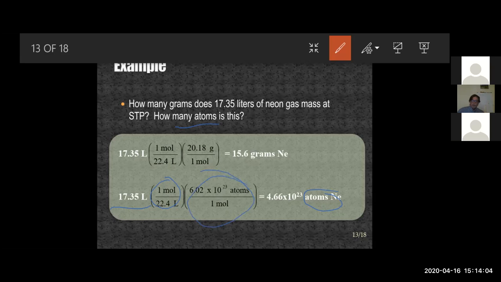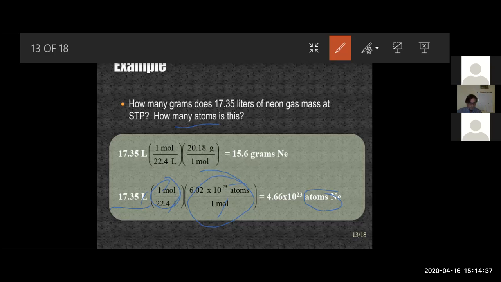6.02 times 10 to the 23rd atoms per mole. That's the constant, always. So that, again, following the units, you'll see that my units all cancel out, leaving me with atoms in the numerator. Now use your scientific notation calculator, plug those numbers in, and you should end up with 4.66 times 10 to the 23rd atoms. Note the sig figs, okay?